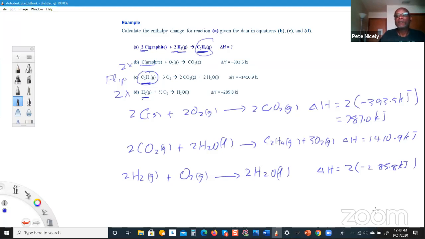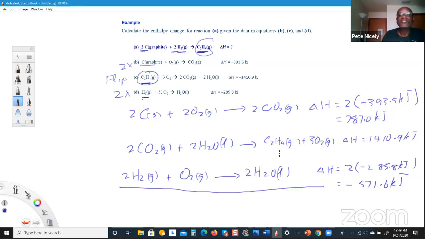All right. Okay, so now that we have done that, let me move this up here. Okay. Oh, we need to multiply that. So 2 times minus 285.8. And according to my calculations, this works out to be equal to minus 571.6 kilojoules.